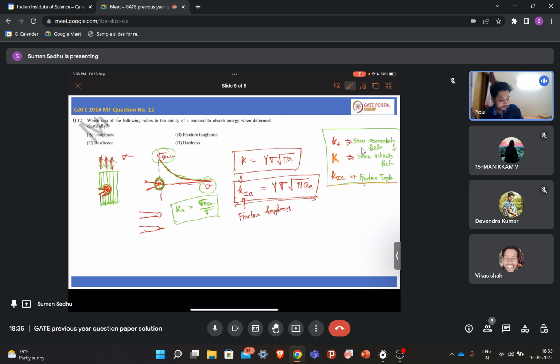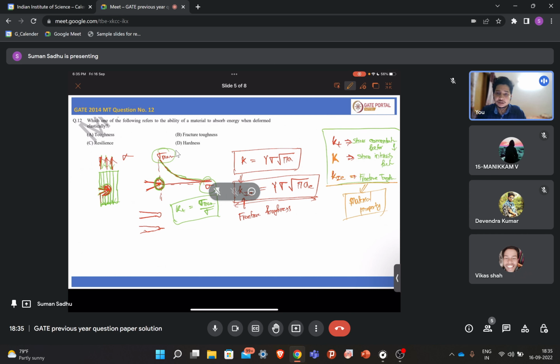This fracture toughness is your material property. K is something you are applying, and when it reaches this critical limit, then the material will fracture. So this is your fracture toughness. Fracture toughness and toughness are different things, right? These are two totally different concepts. Now you understood this?